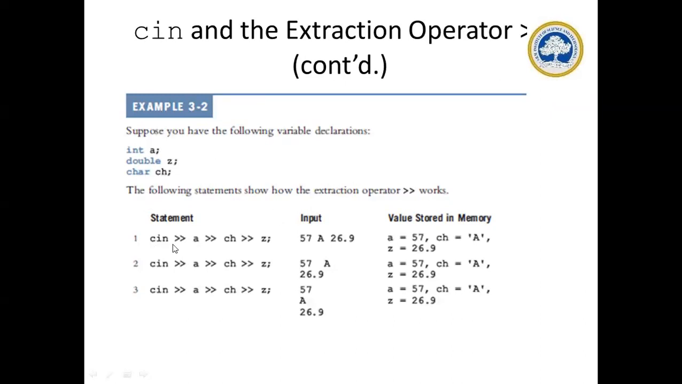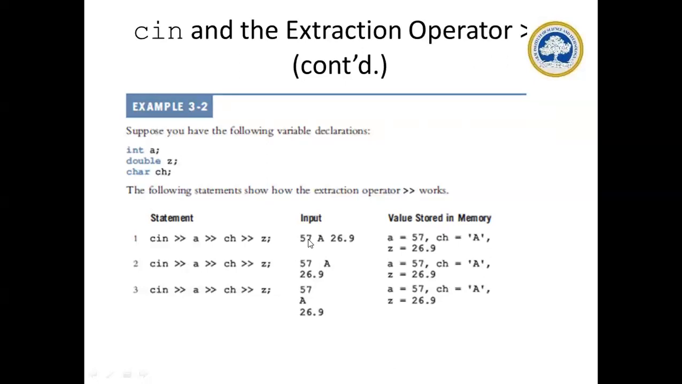This is one more example. Now you are going to get multiple inputs from the user. While giving the input, we can give it in different formats. Let's see the possible formats here. Here is cin and you are going to get the values for the variables a, ch and z. For this statement, in the command line, you give the input 57 space A space 26.9. These three inputs are given in a single line, so the compiler will store the values accordingly.